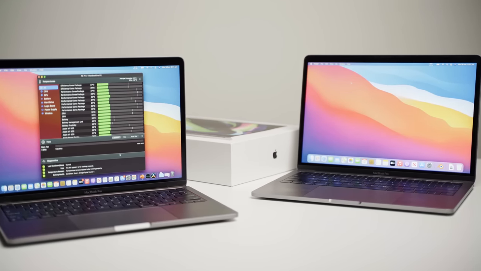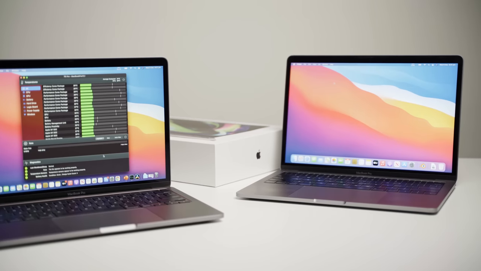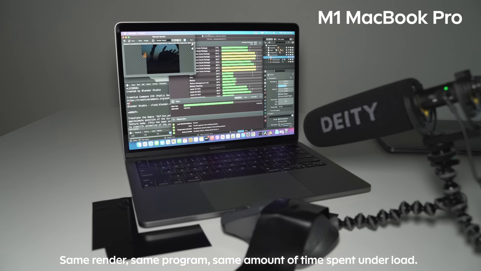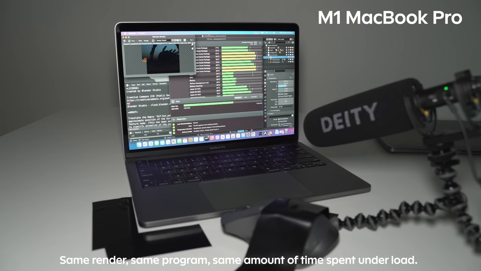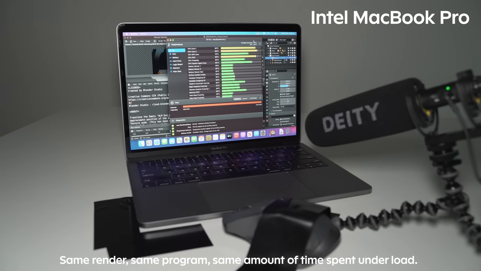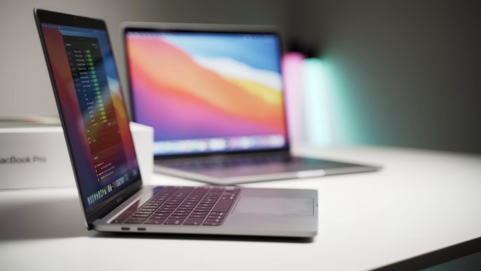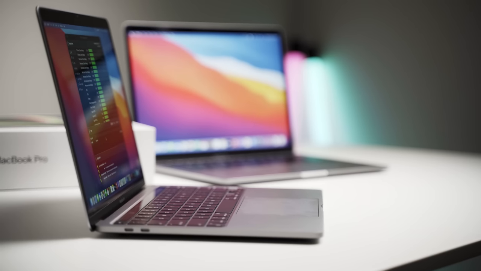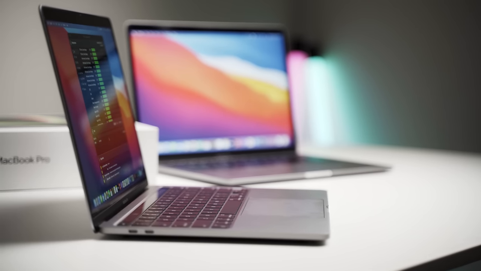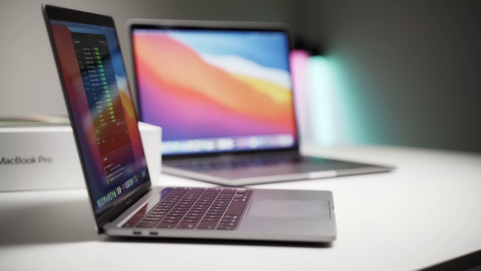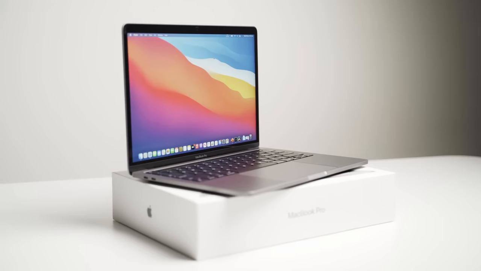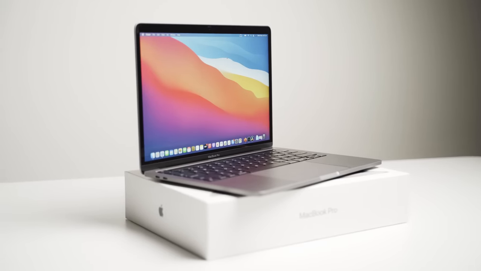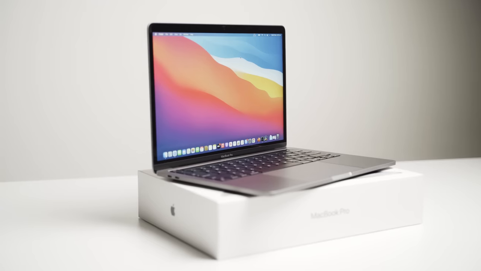Listen to this closer comparison between the two when rendering a 3D animation. Bear in mind, both MacBooks are at the exact same 100% CPU load during this render. So the winner is obvious, the M1 MacBook Pro. It simply doesn't need to spin its fans that fast, making it significantly quieter than the previous Intel versions.